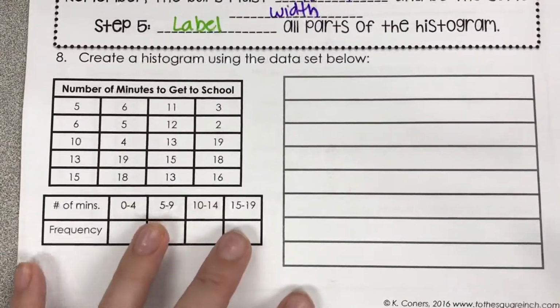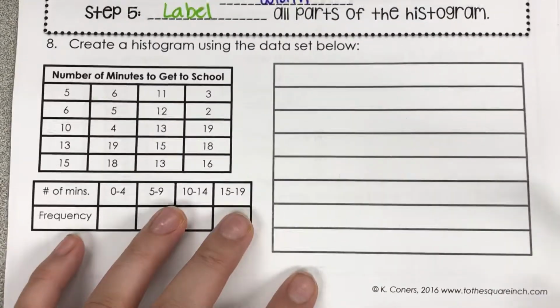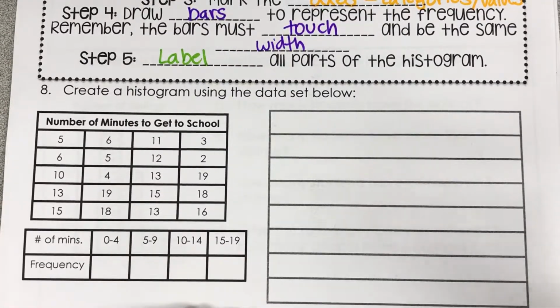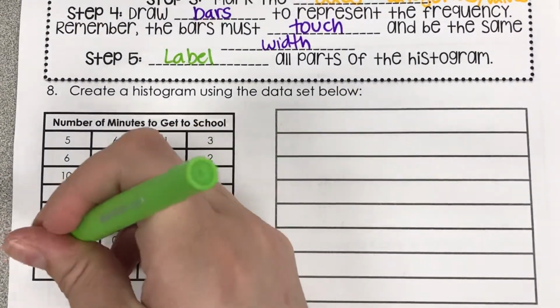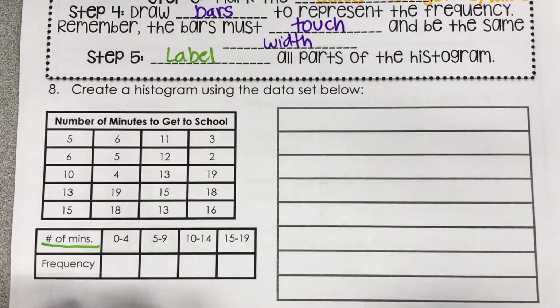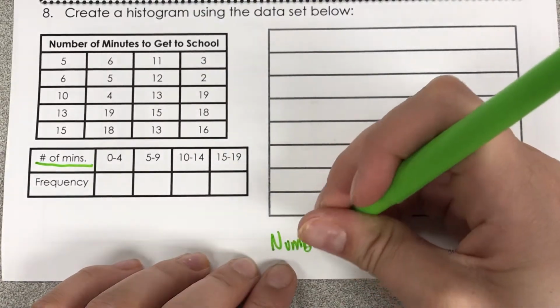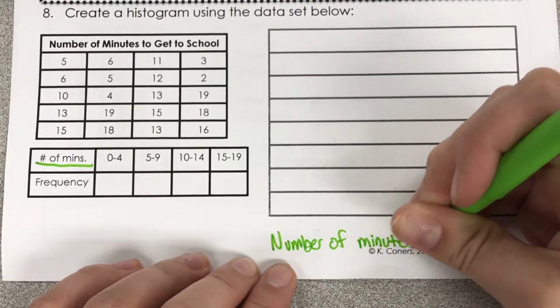So we're going to create a histogram with this data set below. The first step, I'm going to create the intervals. Well, actually, my intervals, that would be the groups that I'm creating. That's what this is right here. So number of minutes. So right here, I'm going to label number of minutes.